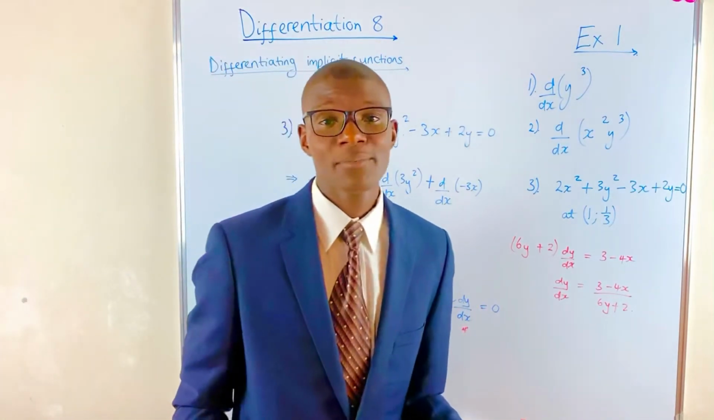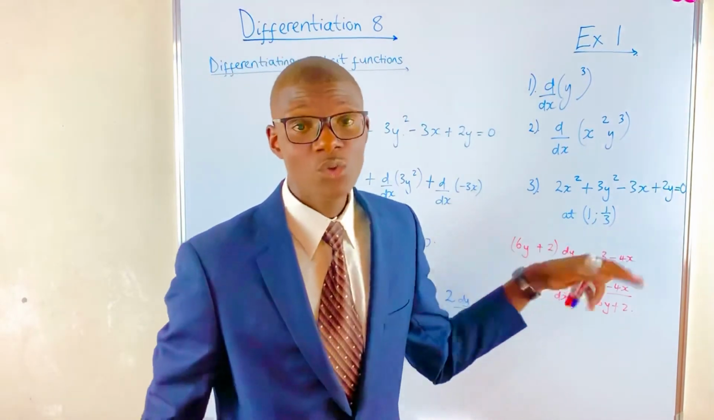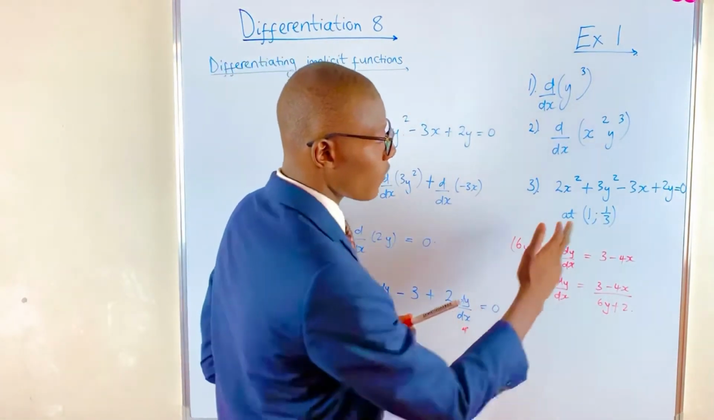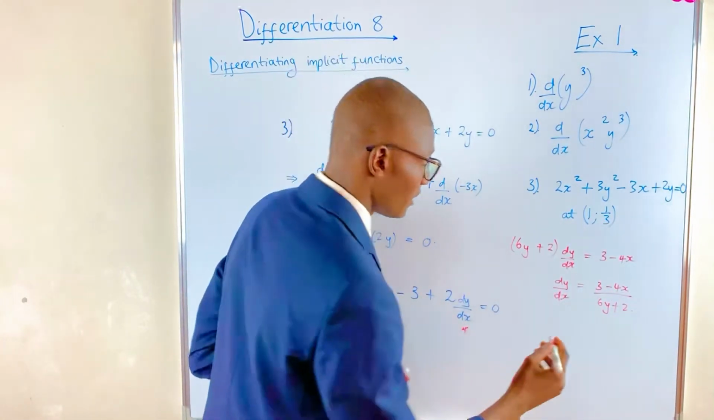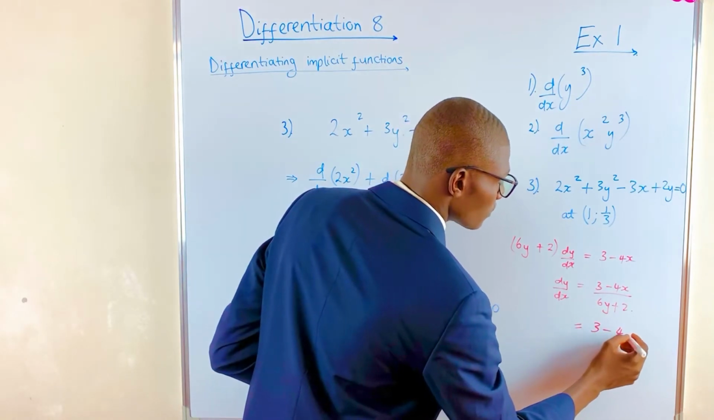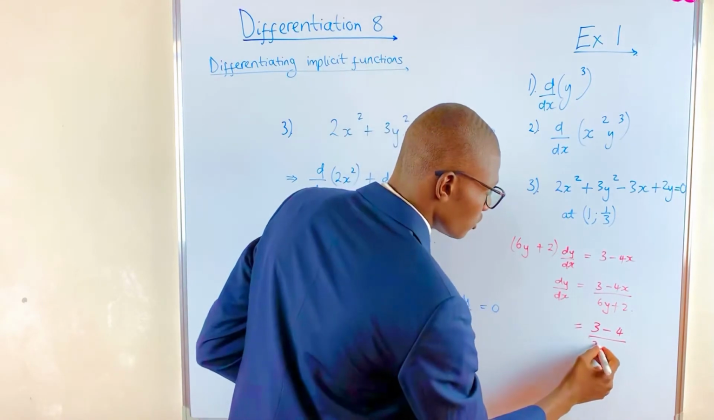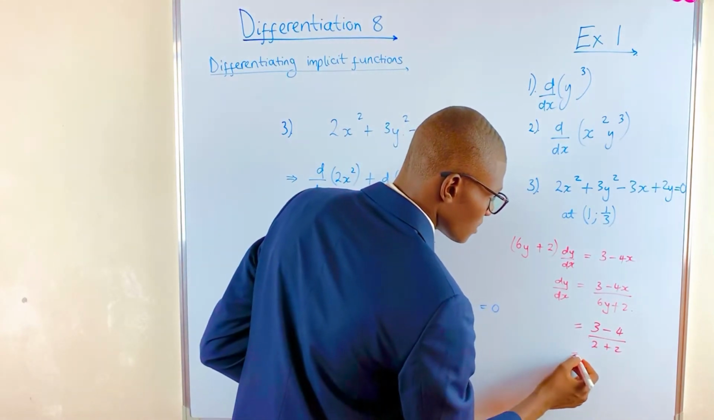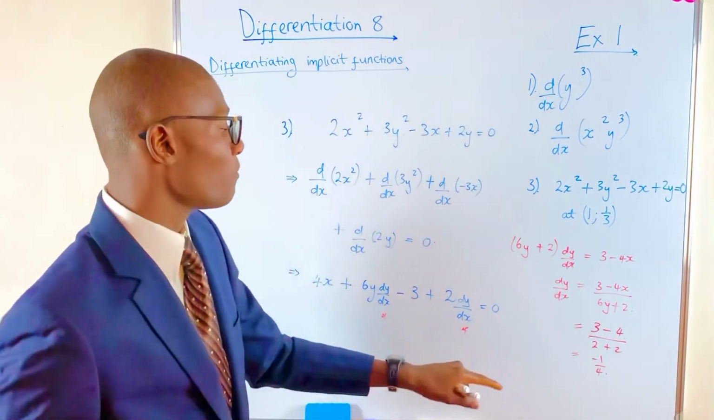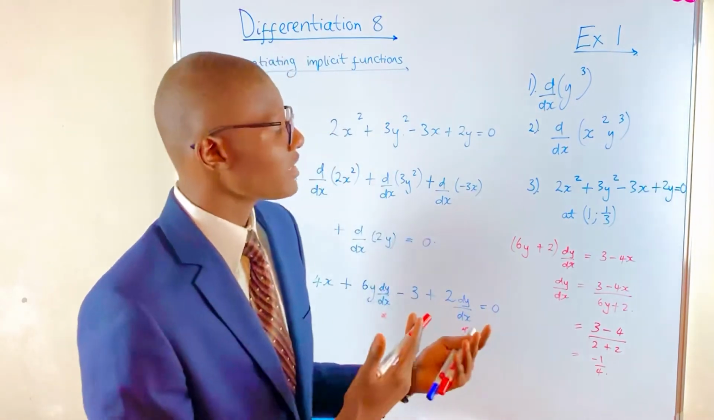Now the next step shall be to find the actual gradient after we substitute the x coordinate and the y coordinate. So we are now saying when x is 1 and y is 1 over 3, paired, what is the dy by dx? So this will be 3 minus 4 times 1, over 6 times 1 over 3, which is 2, plus 2. This will simplify to minus 1 over 4. So minus 1 over 4 is the gradient of this curve, which is the same as the gradient of the tangent at that point.